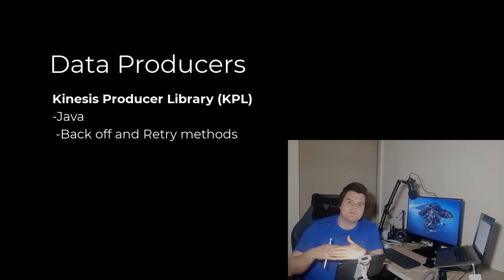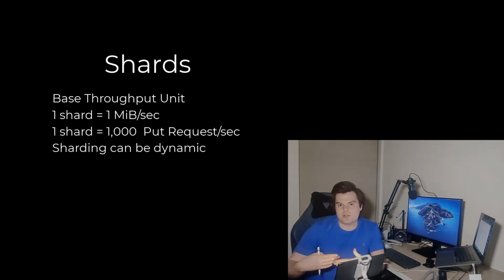So in terms of the streams themselves, they consist of shards. And the shard is the base throughput unit that Kinesis use to measure it. So one shard allows you to put 1 megabit of data on per second, or 1,000 put records. So if I need to put 2,000 requests onto a stream in a second, I need 2 shards. If I need to put 2 megabits of data per second onto the stream, I need 2 shards.